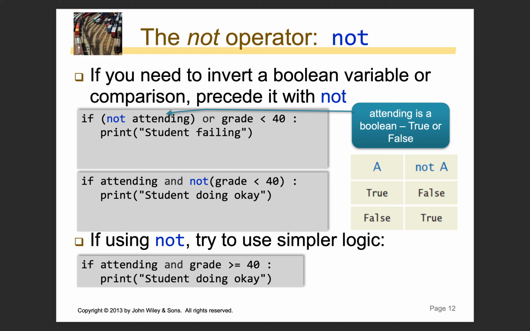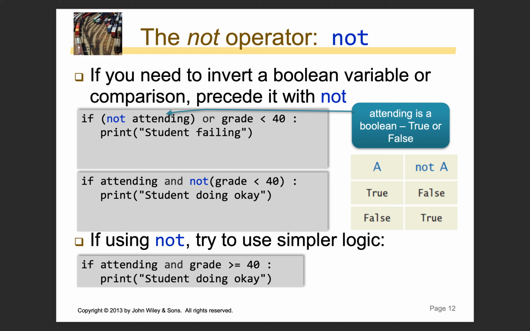If we wanted to negate the attending value, not attending would just flip the value held in attending. So if the student is attending is true, then not attending is not true, which gives false. If the student isn't attending, so attending is set to false, then not false or not attending is going to give us true. Okay, this negation and the idea of Boolean variables can be a little bit tricky. The more examples you see, the easier it becomes.